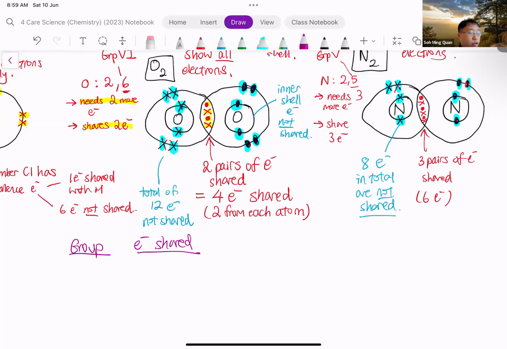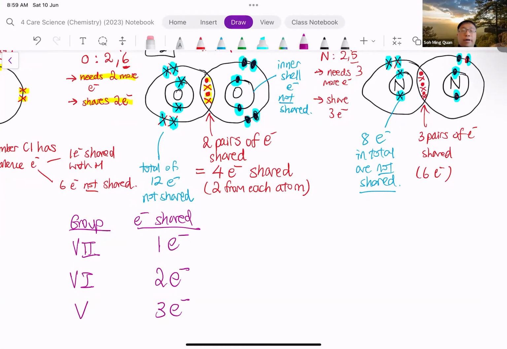All right. Group 7 will share 1 electron. Typically, will share 1. Group 6 will share 2. Group 5 will share 3. All right. So typically, that will be the case. Of course, there may be exceptions for certain of these elements, but generally speaking, this is the typical trend. So as you saw just now, oxygen shares 2 because it's in group 6. Nitrogen shares 3 electrons because it's in group 5.